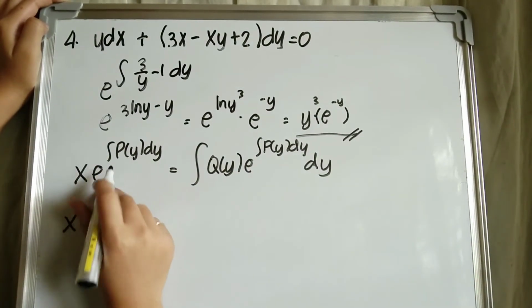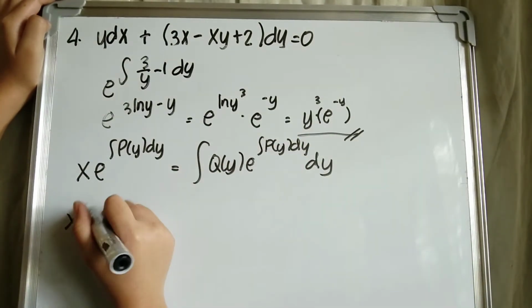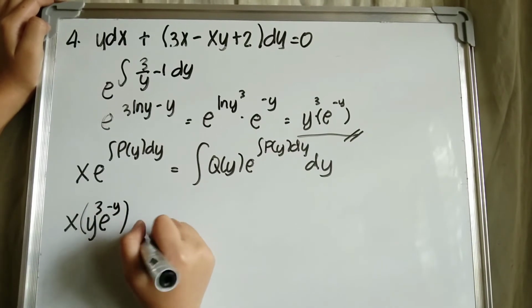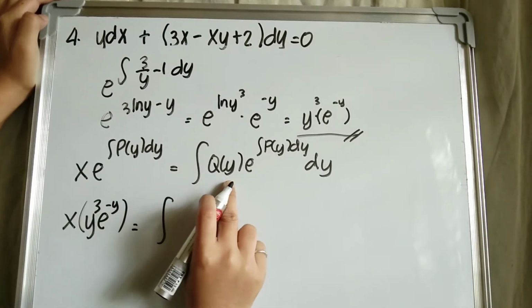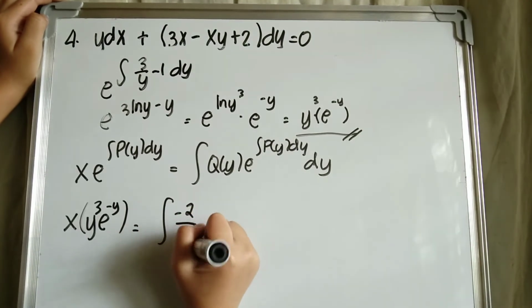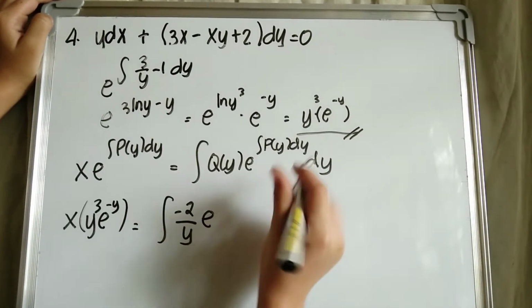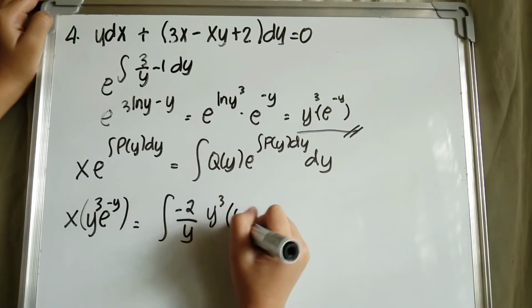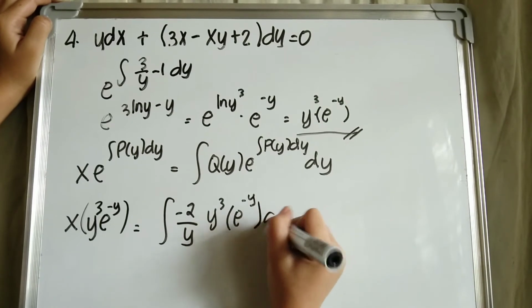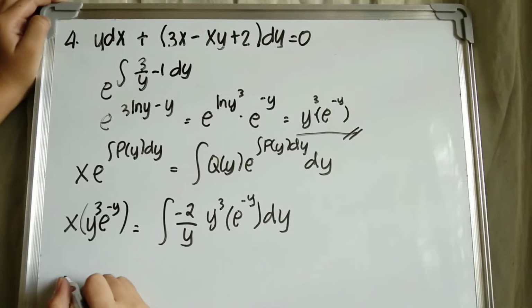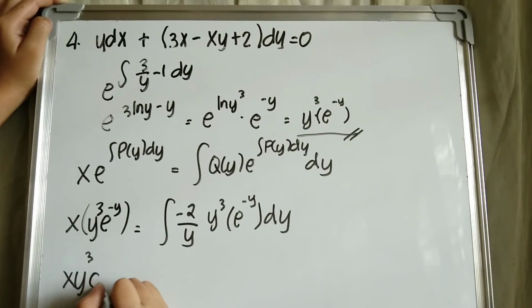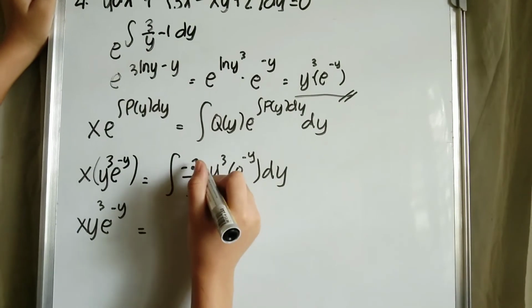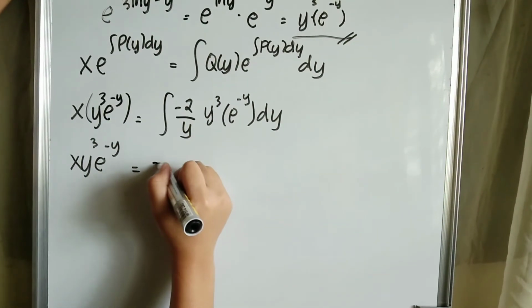Copy x, and the value of our integrating factor is y cubed times e raised to the power of negative y. This is equal to the integral of q of y, which is negative 2 over y, times the value of our integrating factor, y cubed times e raised to the power of negative y dy. And then this will become x y cubed times e raised to the power of negative y is equal to, since this is constant, we can put this outside the integral sign.